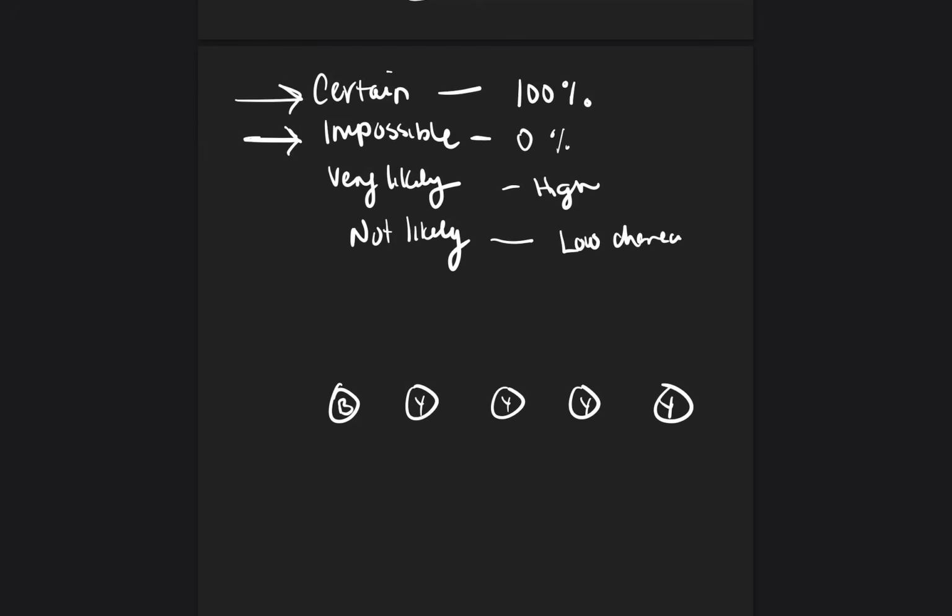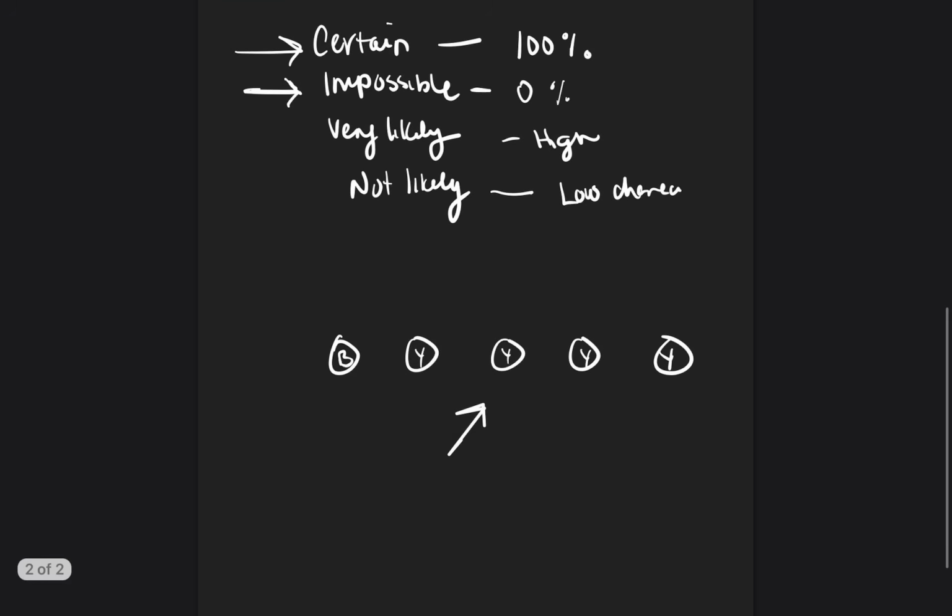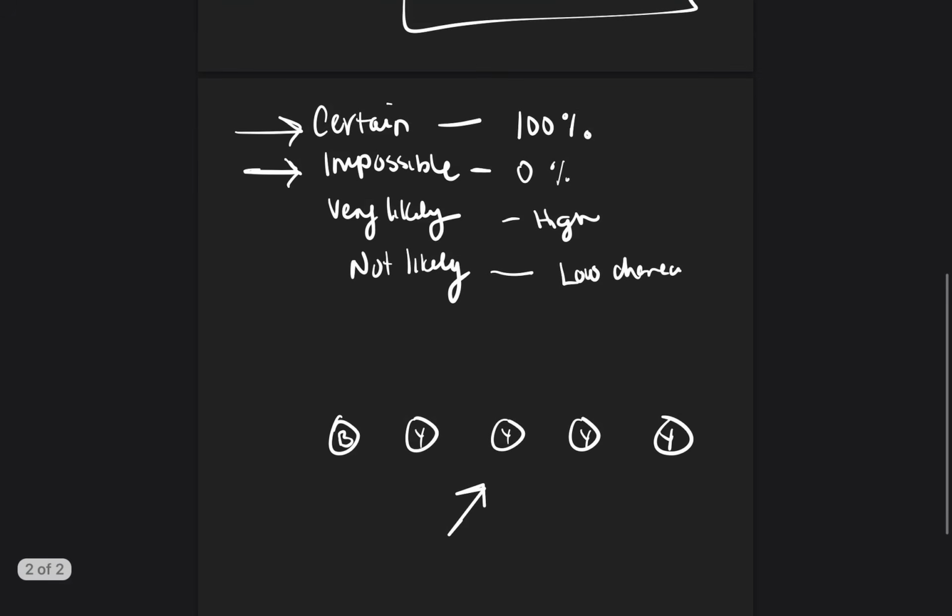If I asked you, what is the probability of getting a yellow marble? Which one of these words would you use? You wouldn't say certain because it's not a 100% chance, because even though there are a lot of yellows, there is a blue one in the bag. So there's a possibility that you pull blue. It's a low possibility, but there's a possibility. So I wouldn't say certain.